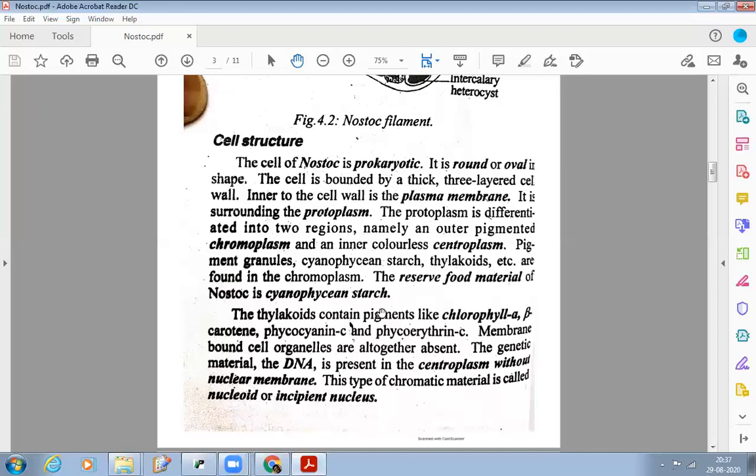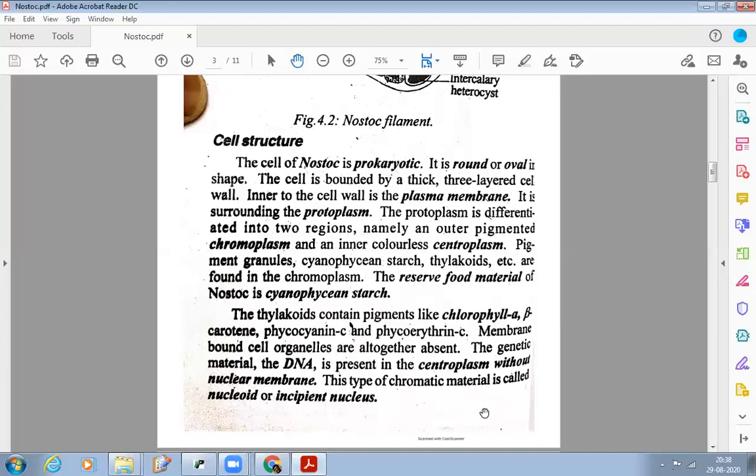They are the places for the different pigments like chlorophyll a, beta carotene, phycocyanin C and phycoerythrin C. The phycocyanin is a copper-containing pigment, which is why it is blue in color. That is why we call it blue-green algae. The green coloration is attributed by the chlorophyll pigment, chlorophyll a, which is the chief photosynthetic pigment. So the membrane-bound cell organelles are altogether absent.